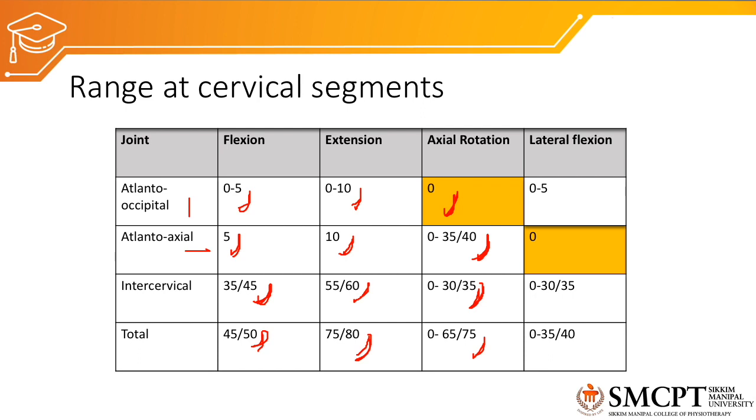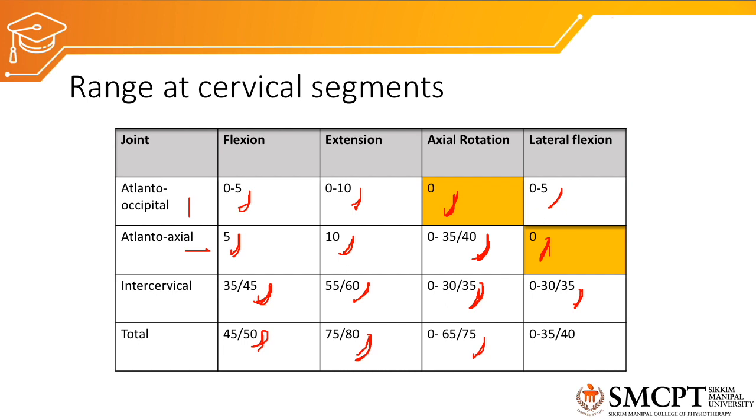The atlanto-occipital joint lateral flexion is about 0 to 5 degrees, whereas the atlanto-axial joint has no lateral flexion. Important point here, the atlantoaxial joint has no lateral flexion. The intercervical region has the maximum lateral flexion of 0 to 30 to 35 degrees, giving the total range of 0 to 35 to 40 degrees of lateral flexion of the cervical vertebral column.